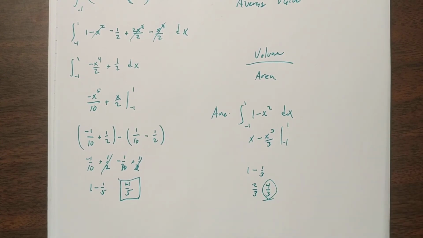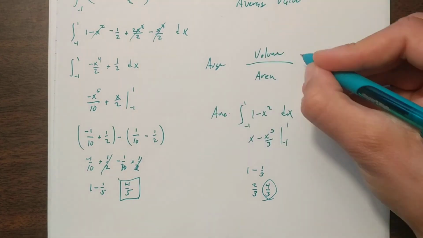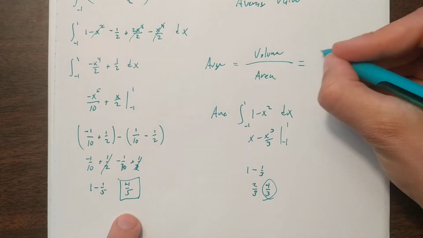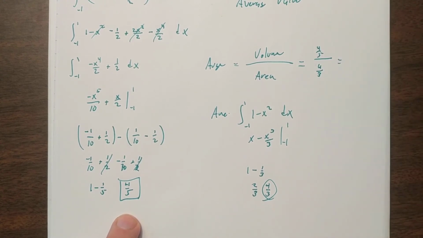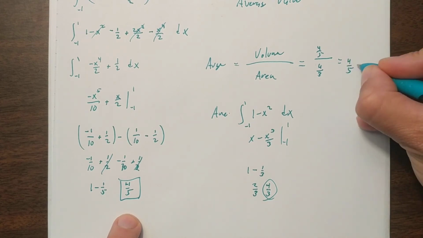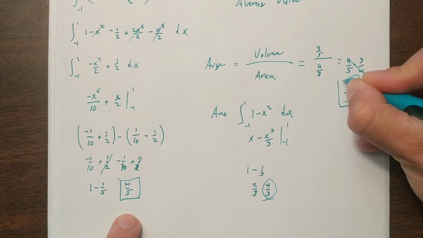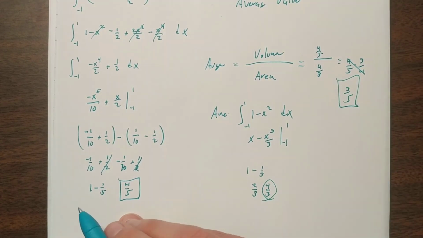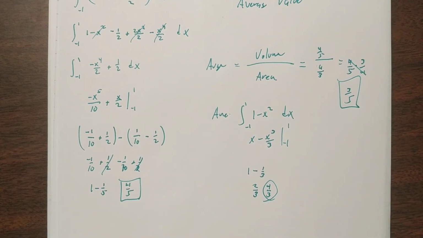So the average would be 4/5 divided by 4/3, which is 4/5 times 3/4, or 3/5. That would be the average. So the total volume is this. The average over the area is 3/5. So that's kind of a little side note.